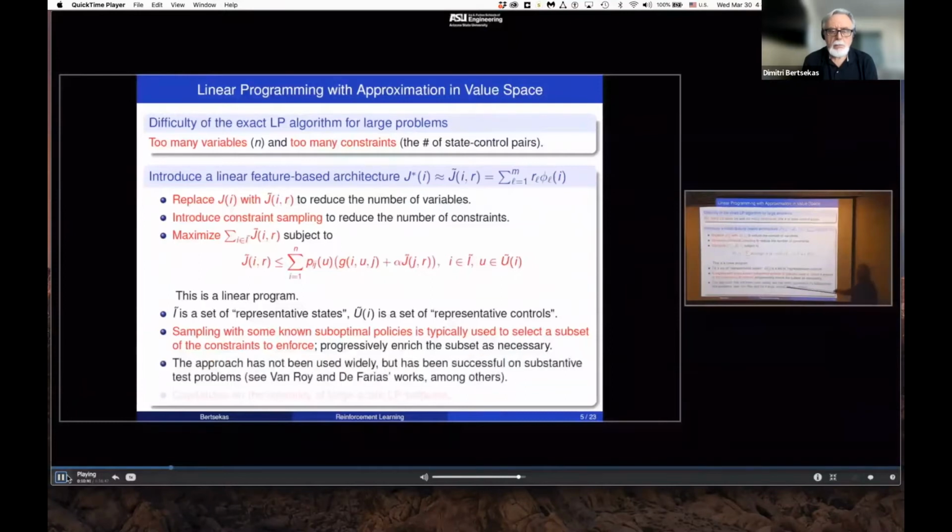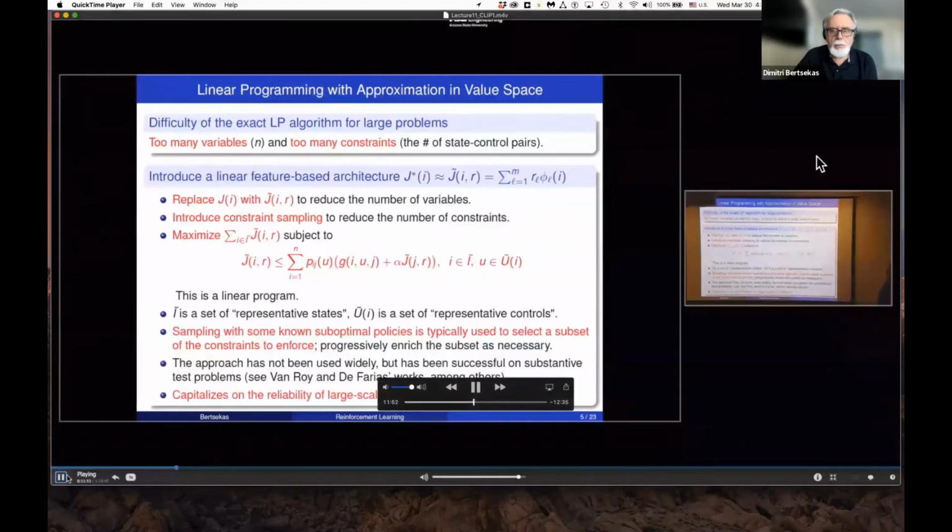This approach has not been very popular. It has been around for 20 years now. It's not very popular, but it has been successful where it has been applied. And in my opinion, it deserves more attention. The jury is still out on this approach and what kind of problems it can address. And like I said, the main advantage, the strong point, is that it capitalizes on the reliability of large-scale linear programming codes.